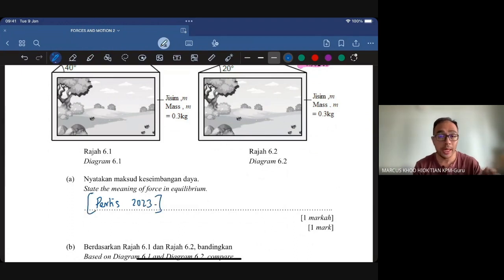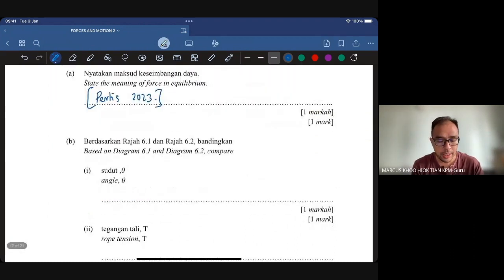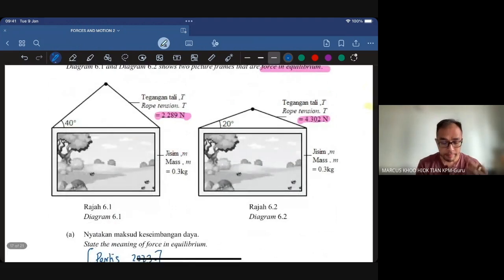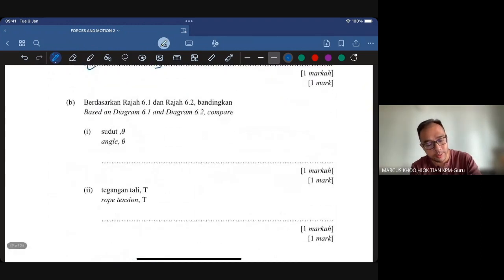Okay, so I've already given the answer there. Basically, resultant force is 0. All you have to do is mention that. Based on diagram 6.1 and 6.2, compare the angle. This is an easy question to compare. Obviously you can see over here 6.1 is bigger than 6.2.